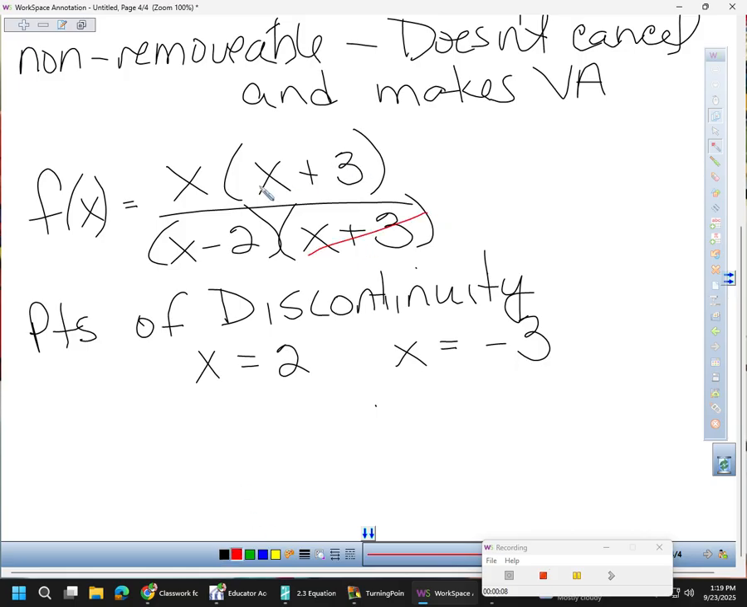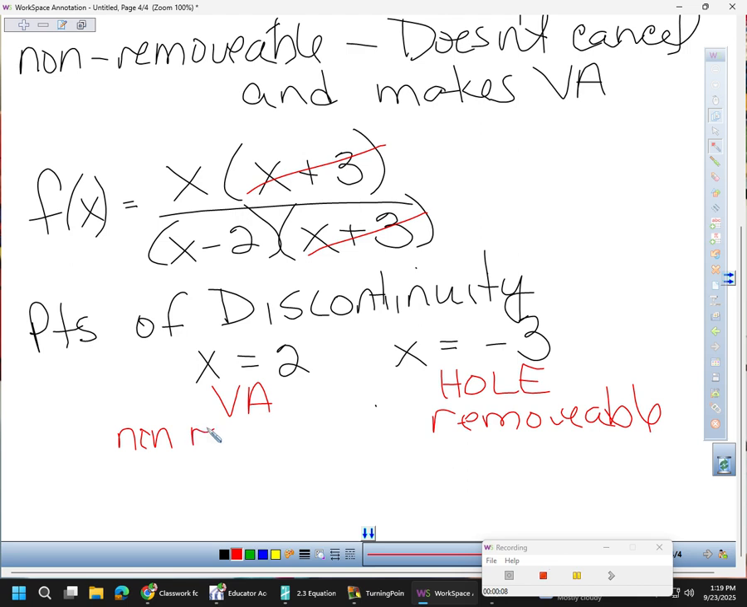The x plus 3's, right? Which means if they cancel, this x equals negative 3 creates a what? This is a hole. And that makes this removable because we got rid of it. That means that x equals 2 is a what? Yes, vertical asymptote. And this is non-removable. Is it coming back to us? This says yes, I agree.